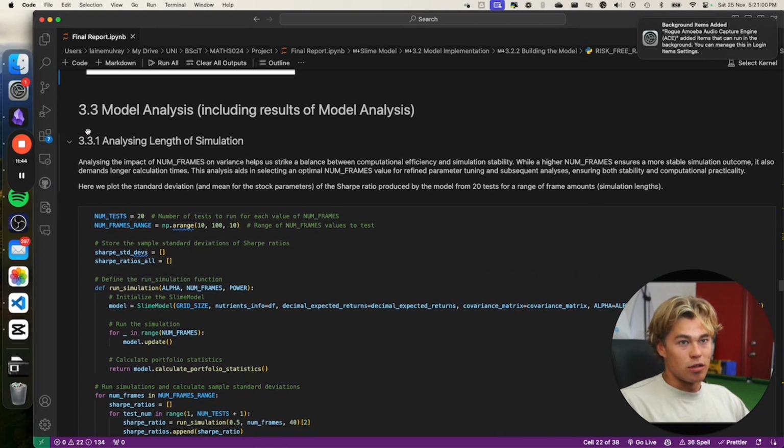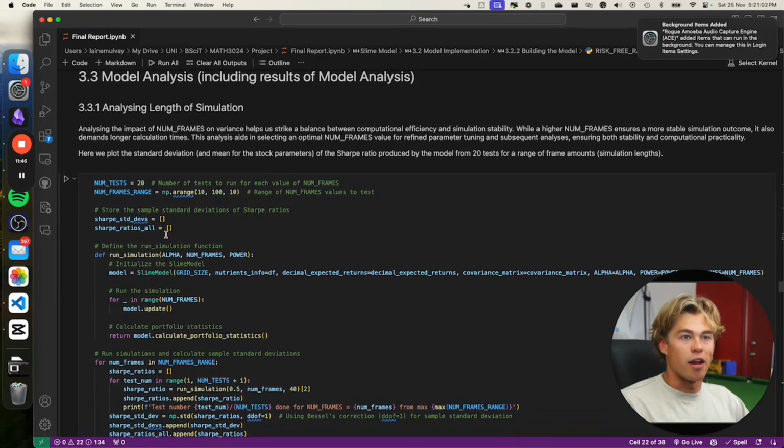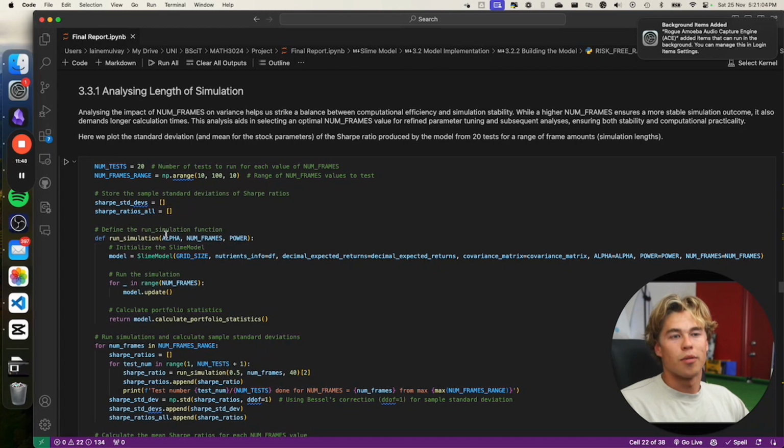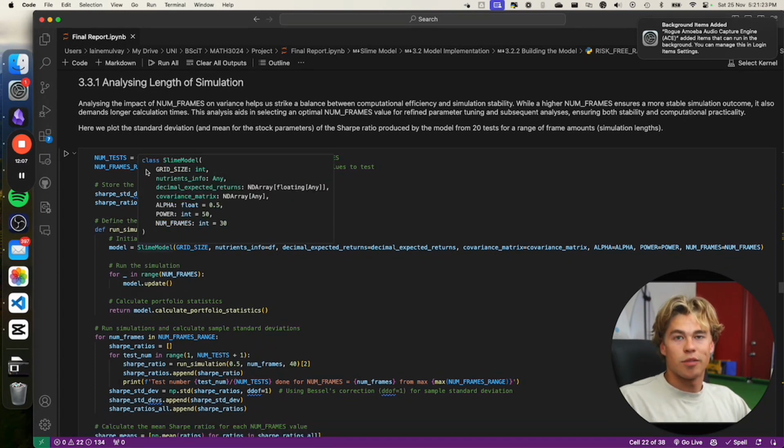So in this part, I analyze the different parameters that can be changed. I take parameters that give better Sharpe ratios, that is a better, more efficient portfolio optimization model, and also parameters that give low standard deviation in results. I want a low variance in the outcome of the model.